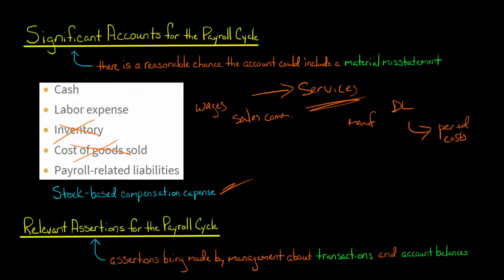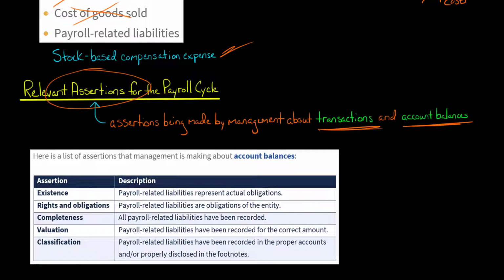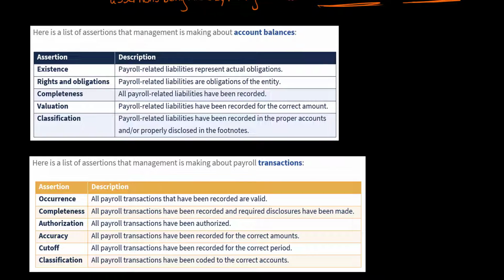Now, in terms of relevant assertions, these are the significant accounts we're going to be thinking about when we're auditing the payroll cycle, but the assertions that are being made by management about payroll transactions and account balances are also something we need to be thinking about. Okay, so I've got a list here of assertions that management is making about account balances. For example, what are the payroll-related liabilities, the balances at the end of the period? And then I also have a list of assertions that management is making about payroll transactions. Okay, so these are the different assertions.